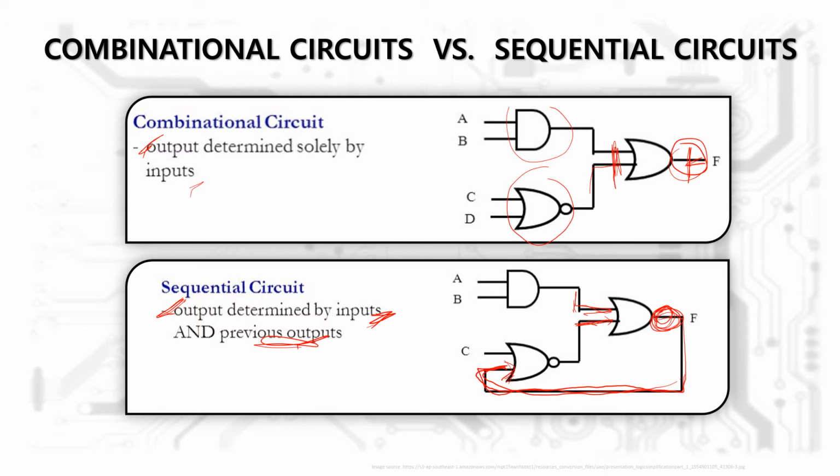So this is the core difference between the combinational circuit and the sequential circuit. In a combinational circuit, the output is only dependent on the inputs, and in a sequential circuit my output is dependent on input as well as the previous output. Fine, so this is the core difference.